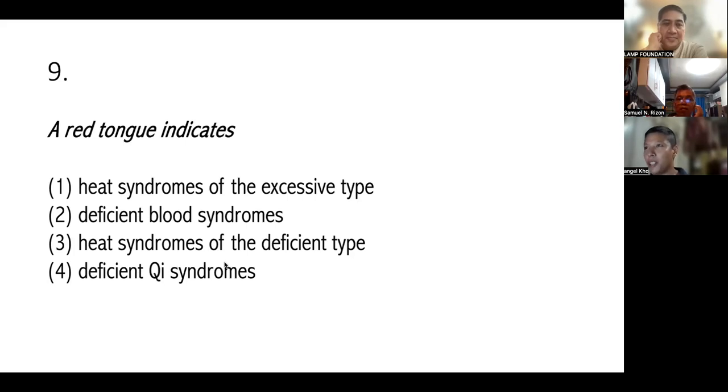answer ko po is letter B, na bali 1 and 3 po, heat syndrome of excess type, tsaka heat syndrome of the deficient type. Kasi yung 2, blood syndrome, pale yan, tsaka itong si deficiency syndrome po. Iba rin po. So ibig sabihin, magkakaroon ka ng red tongue on both heat syndrome excess type and heat syndrome deficient type. Yes po, Doc. Okay, can you tell us more about itong heat syndrome of the deficient type? Bakit siya nagkaroon ng heat? Kumbaga, nagkaroon siya ng heat kasi parang na-yin deficiency siya, Doc eh.